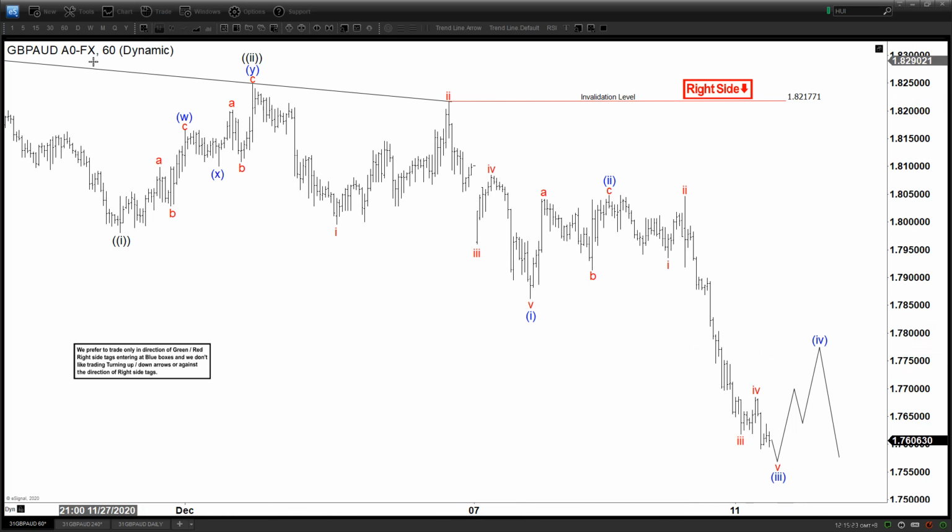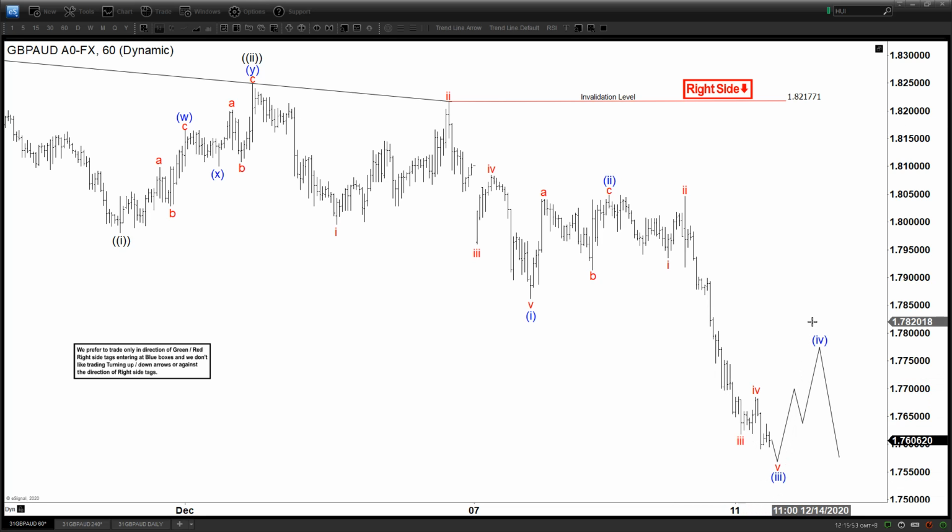Alright, so now pound Aussie 60 minutes chart. We can see right here, this is your wave 2 in black, and currently we are doing a move to the downside. We are currently within wave 3 in black, and it is unfolding in another 5 waves. So we have this 1, 2, 3, and then looking for a 4 and a 5 on the downside with a red right side tag.